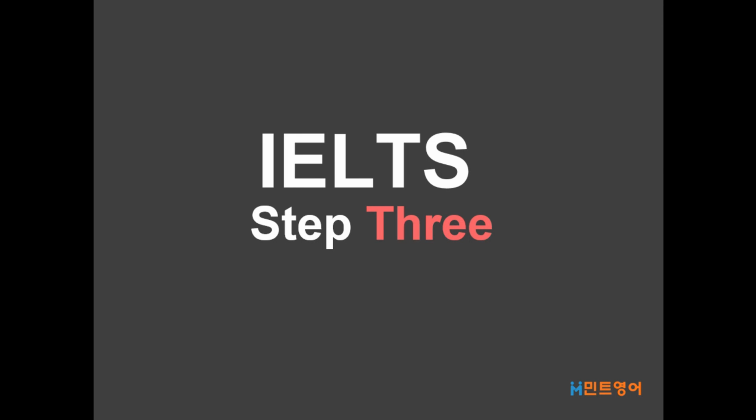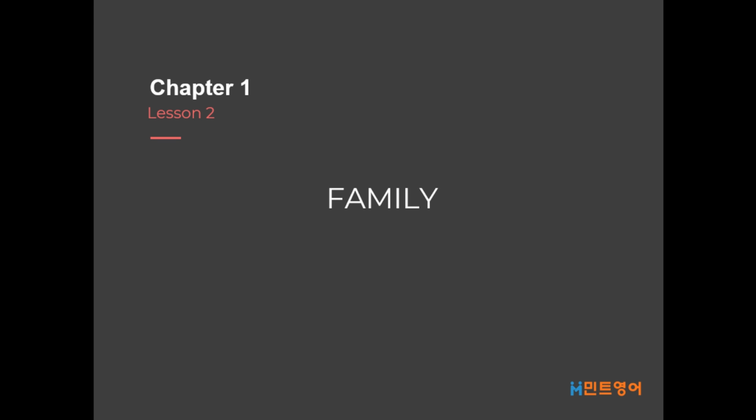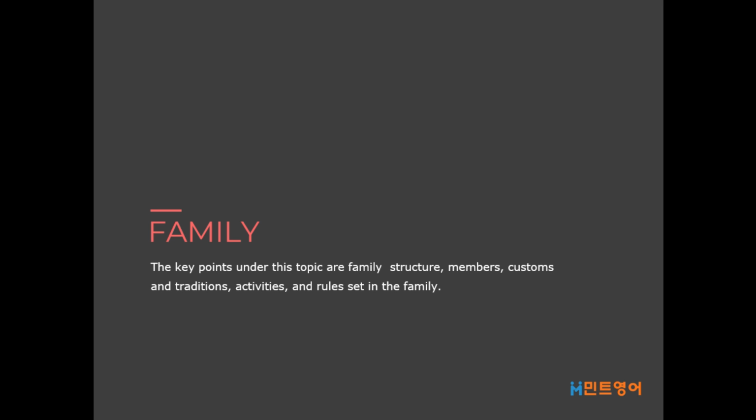In the last lesson we discussed hometown. Another topic likely to appear in the first part of the test is family. The expected questions include the type of family you have, what its members are like, activities that you do together, and the kind of relationship that you have. The key points under this topic are family structure, members, customs and traditions, activities and rules set in the family.